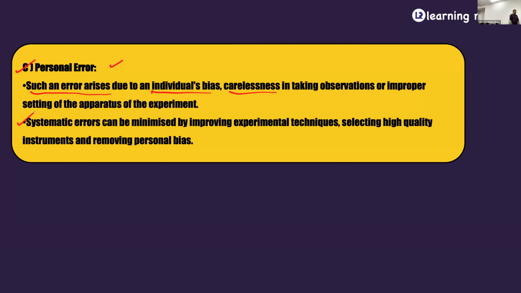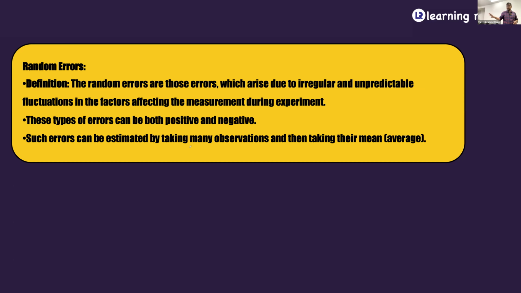So how can you improve the systematic errors? Obviously they are occurring either because of the instrument, or because of the procedure, or because of your personal error. If you correct either of them, depending on what error you got in that particular experiment, you can reduce the systematic errors. So systematic errors can be minimized by improving the experimental technique, selecting high quality instruments, and removing the personal carelessness. You're able to understand? It's a simple concept only, but I'm trying to connect with the real-time example. I hope you could understand this, right? So this is all about systematic errors, and the next one is about the random errors.